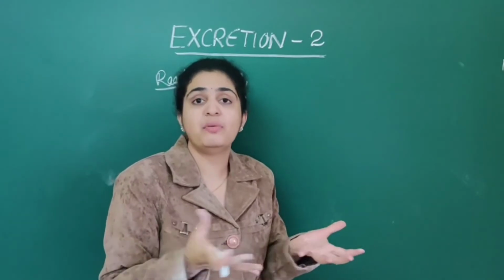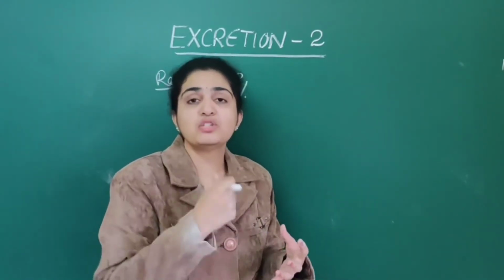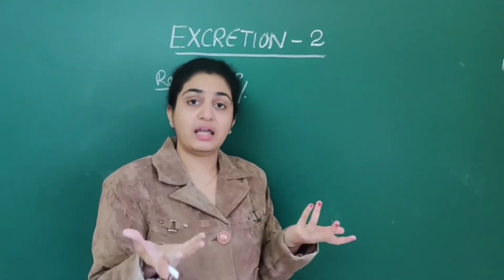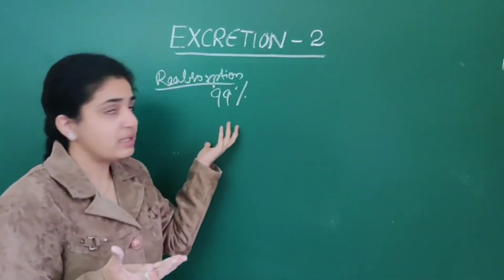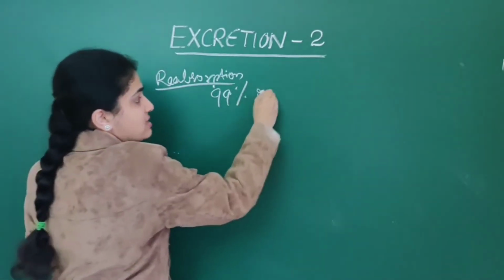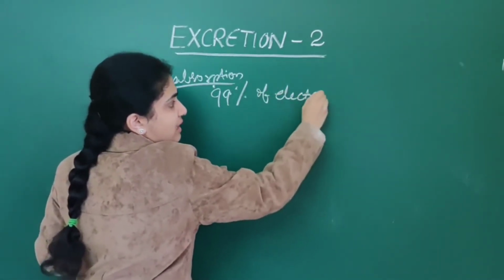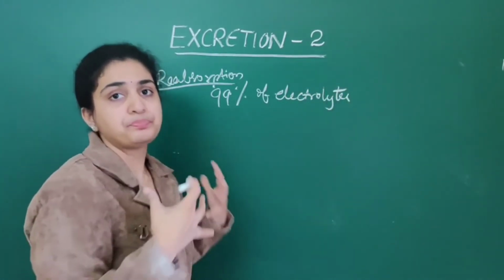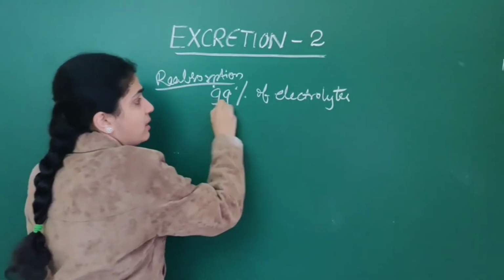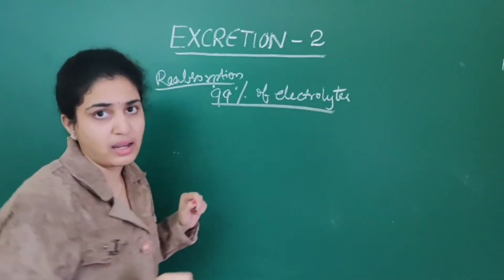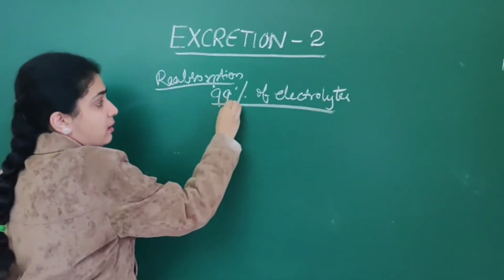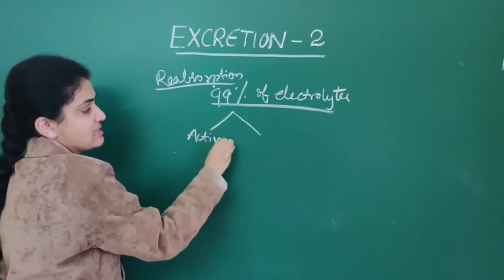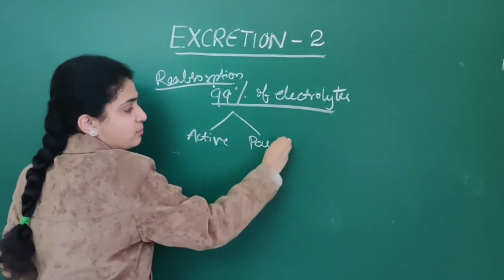Why should they be absorbed? Because they provide so much energy for us. If everything is lost in urine, how will you get energy? So about 99% of the electrolytes are generally reabsorbed. They are mostly reabsorbed. So this reabsorption takes place by two mechanisms, that is active as well as passive.